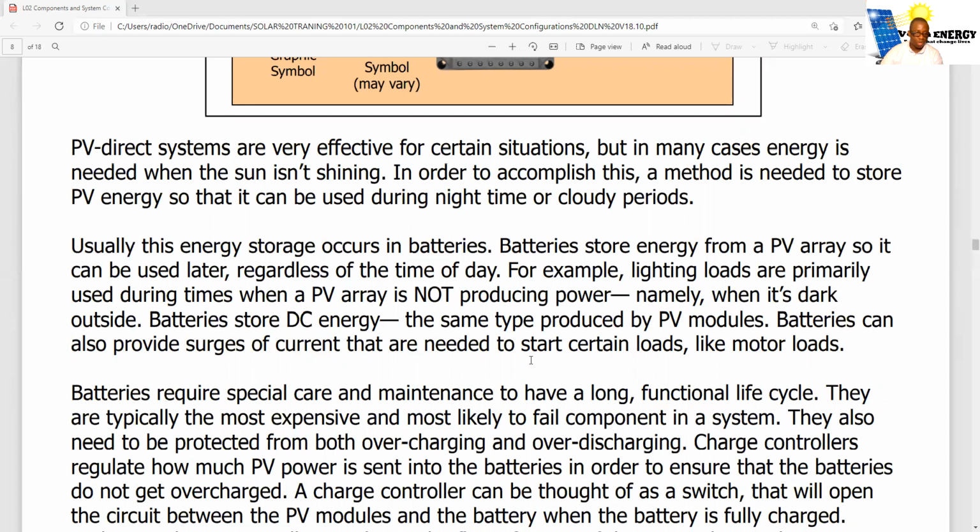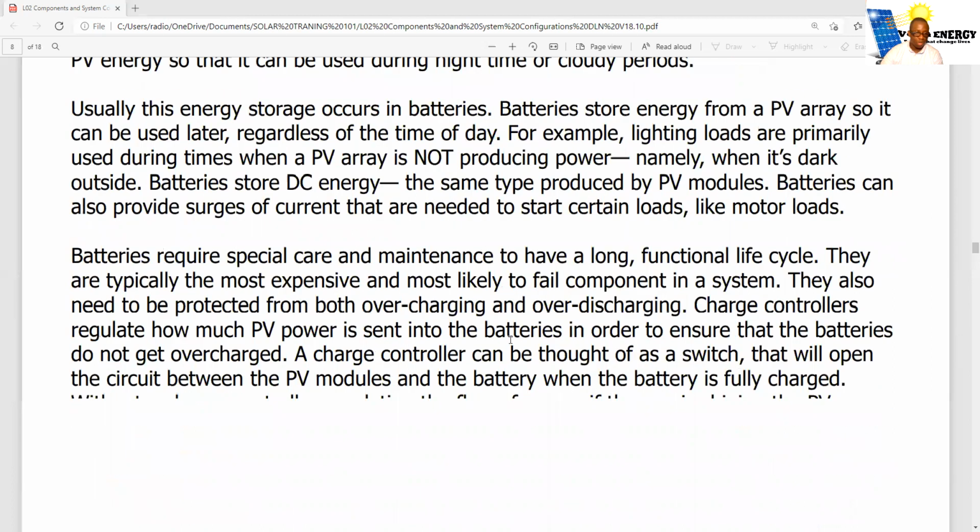lighting loads are primarily used during times when the PV array is not producing power. You don't need lights on in the day. That's why you build your home with enough windows, or make sure that you have enough natural light coming into your home. People build homes and forget the fact that you live in Africa. You must build your home so that you have enough natural light in the day. You don't need to put on light bulbs in your house in the day. That's what they're saying about offices and so on.